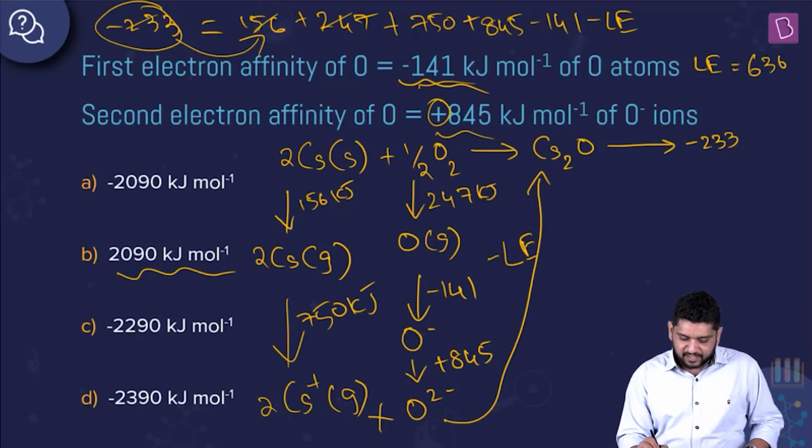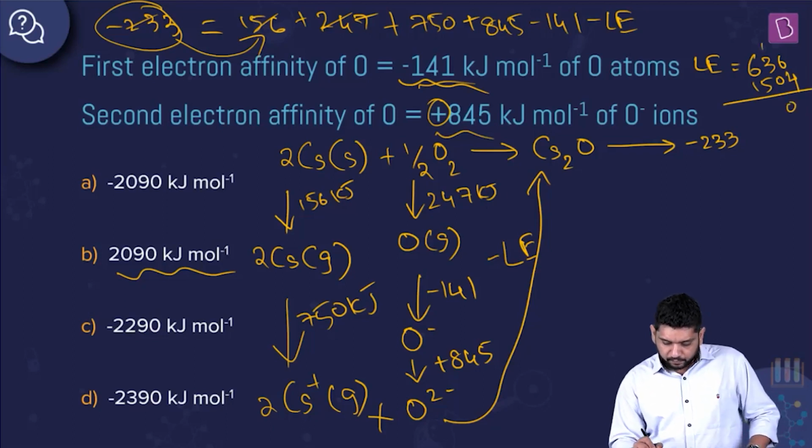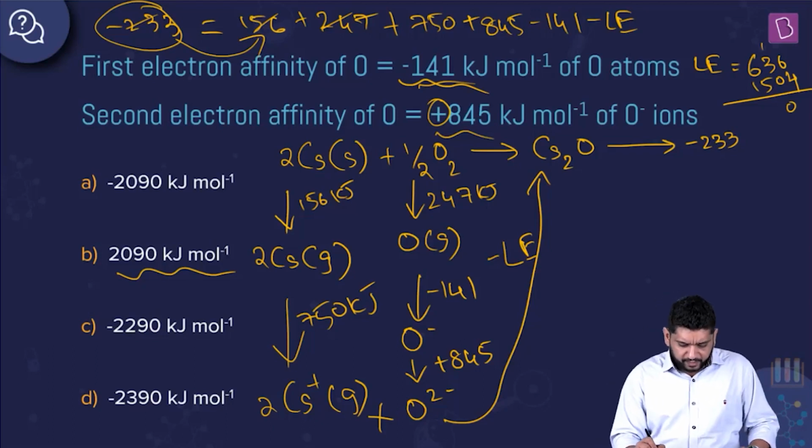636 plus 845 plus 750, right? So 750 plus 750 is 1500, and then 145 is there, minus 141 means 4, right? So 4. Yeah, so this is what I am getting, right? On adding these two, what do I get? So 10, 1. Did I make a mistake somewhere around here?